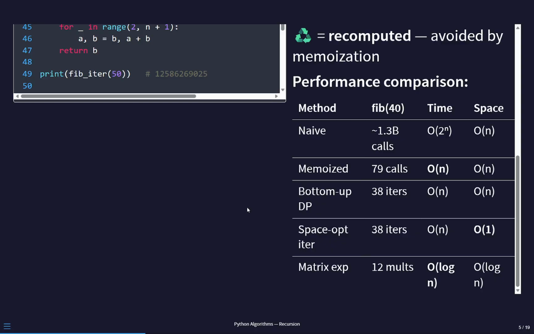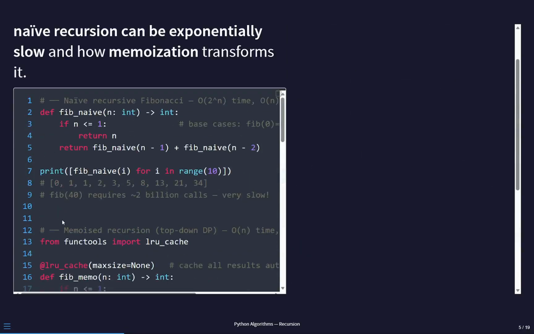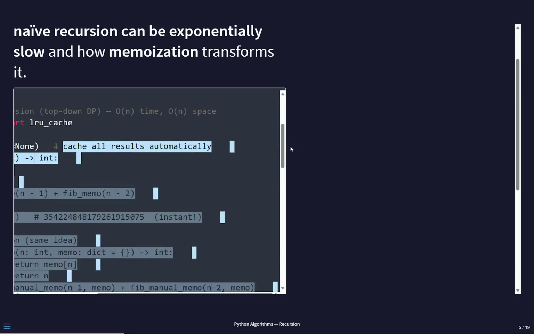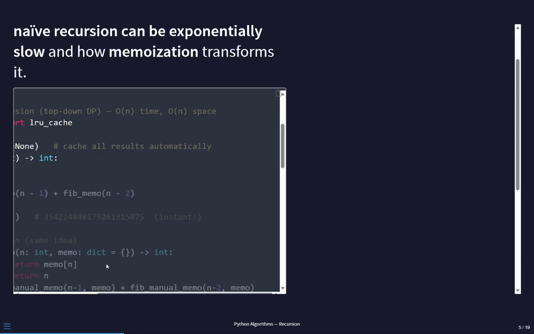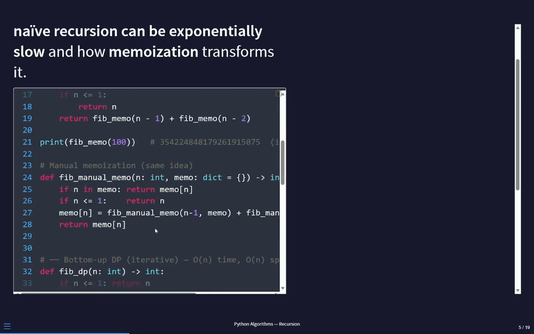Click. The fix. Add @lru_cache(maxsize=None) above fib_memo. Now Python stores every result the first time it's computed. The second call to fib(3) finds the answer in the cache in O(1). Total calls to compute fib(100), just 200. Execution, instant. fib(100) has 21 digits, no problem.